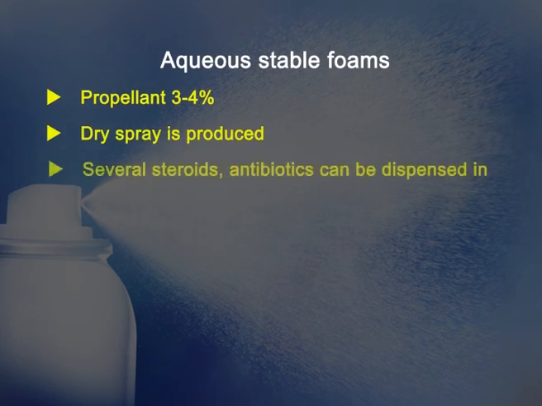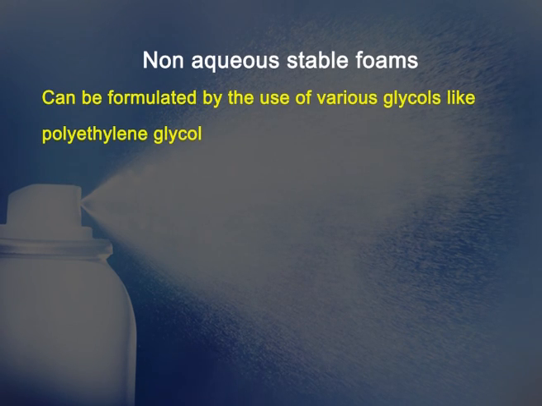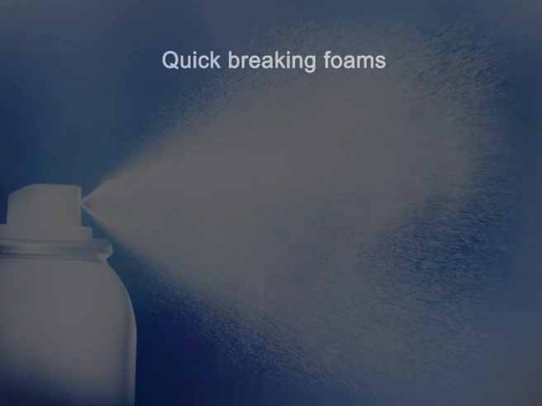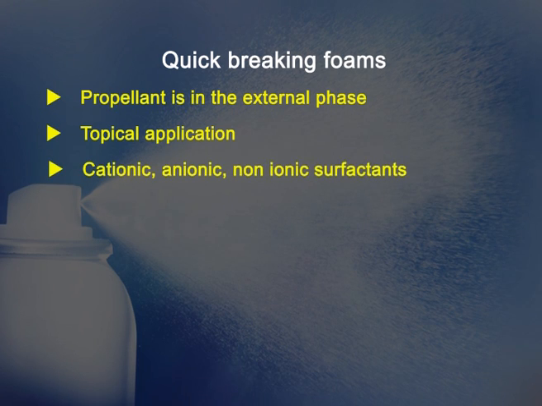First one is aqueous stable foams. In this type of system, the propellant concentration is usually 3 to 4%, and in this system a dry spray is produced, and several steroids or antibiotics can be dispensed in this manner. Now non-aqueous stable foams, they can be formulated by the use of various glycols like polyethylene glycol. Third type of system, that is quick breaking foams.